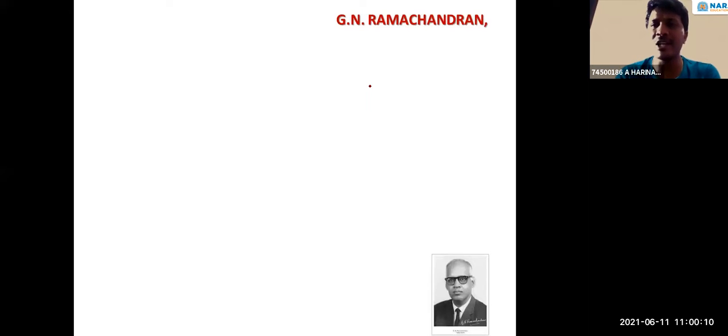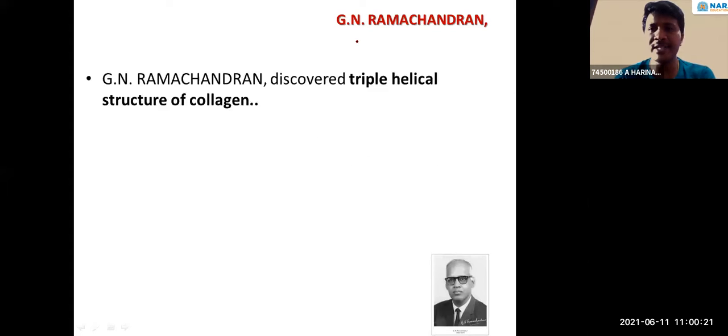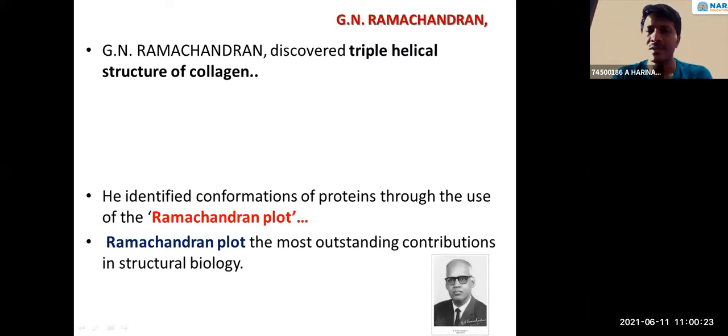So Ramachandran, what is the contribution of Ramachandran? He discovered the structure of collagen. The triple helical structure of collagen. He also invented the Ramachandran plot. He invented the Ramachandran graph or plot to explain the conformations, the structures of proteins. Conformations means structures. In the beginning of the chapter, they have given about Ramachandran.